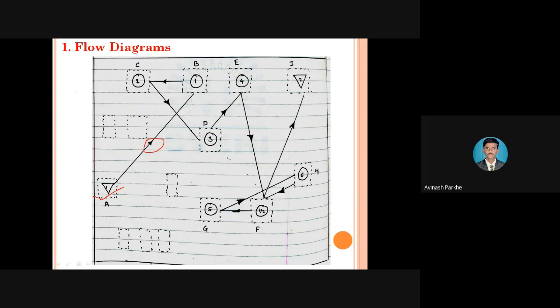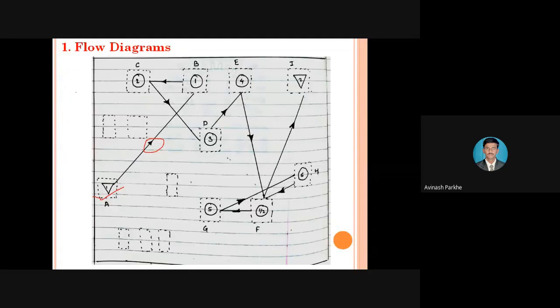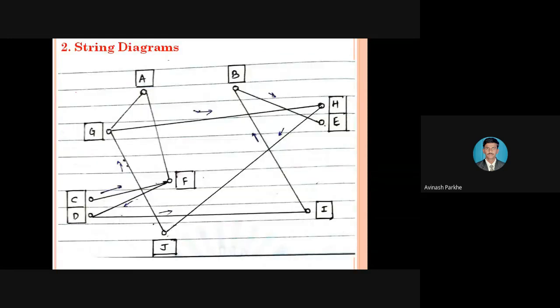So in order to avoid that limitation, the next method was developed, which is called a string diagram. The construction of the string diagram and the flow diagram are somewhat similar to each other, but whatever limitations are there for the flow diagram can be eliminated.